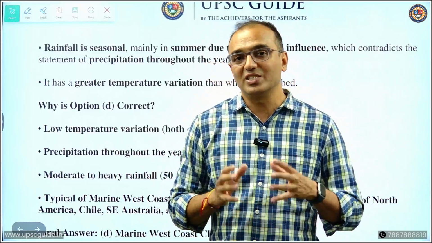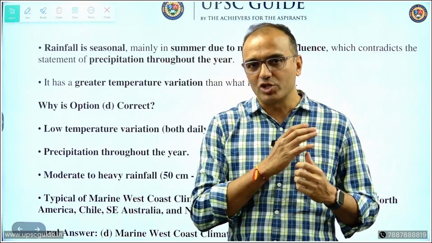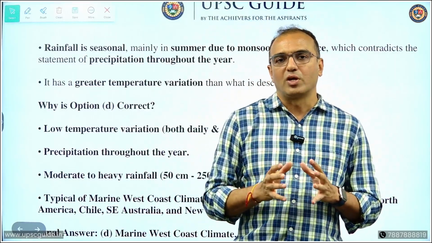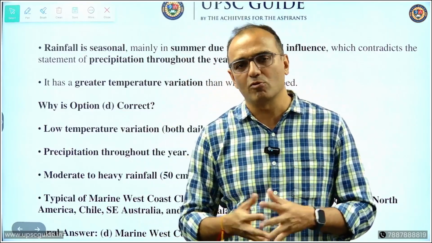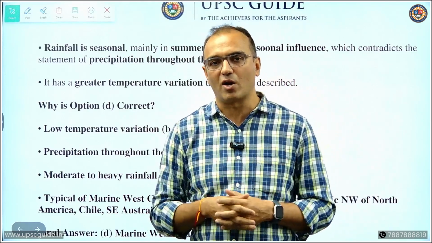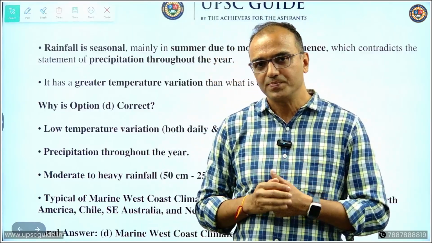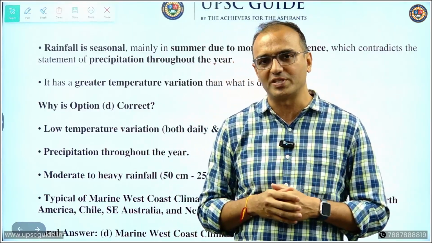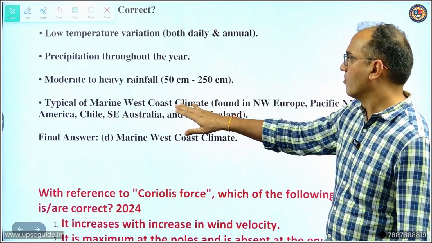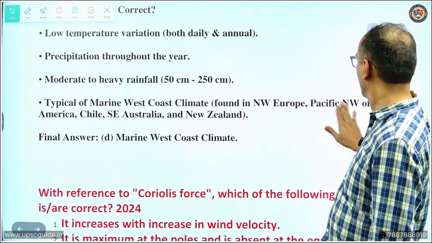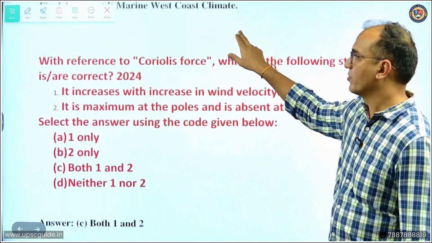westerlies throughout the year. These westerlies tend to bring the frontal systems, which means the temperate cyclones which are onshore. So the temperature remains more or less in a moderate range where the summers are mild, winters are also mild. The range of temperature daily and annual are not very high, and the amount of precipitation because of the frontal or cyclonic activity tends to vary between 50 centimeters to 250 centimeters over a year, right? So this is the answer D. Typical marine west coast climate found in Northwest Europe, Pacific Northwest of North America, Chile, Southeast Australia and New Zealand. Marine west coast type of climate.